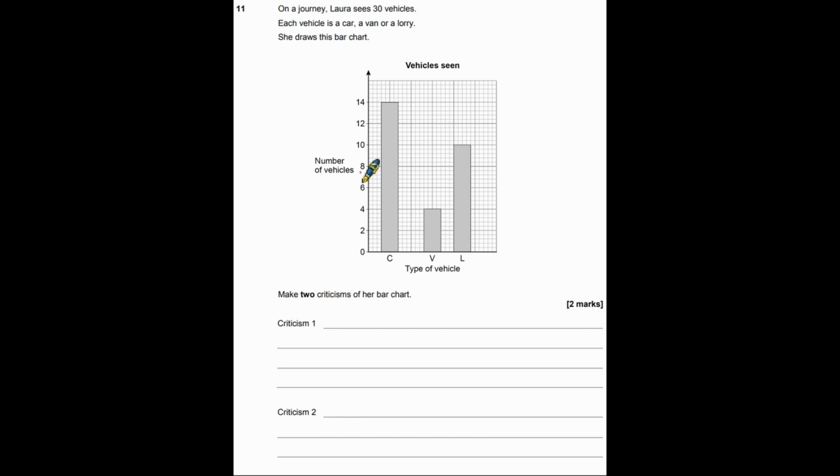And I can see a third issue with this graph. In fact, we're told that she's seen 30 vehicles, but actually 14 plus 4 plus 10 only add up to 28. So she's actually missed 2 vehicles off the graph. Choose any 2 of these 3.